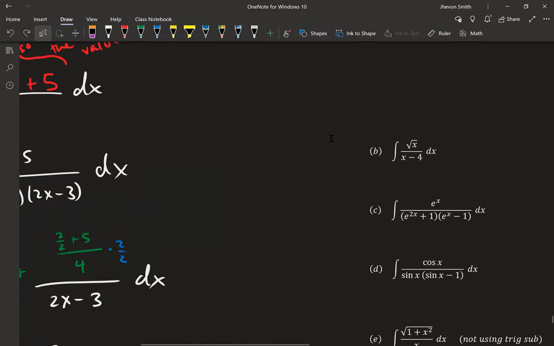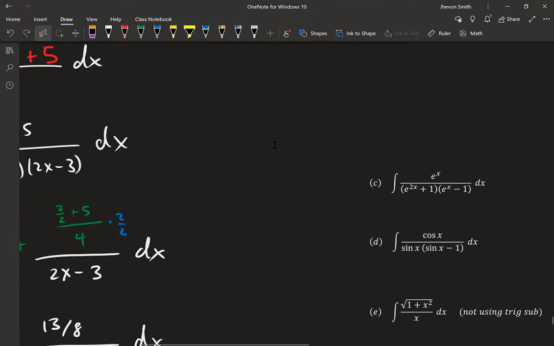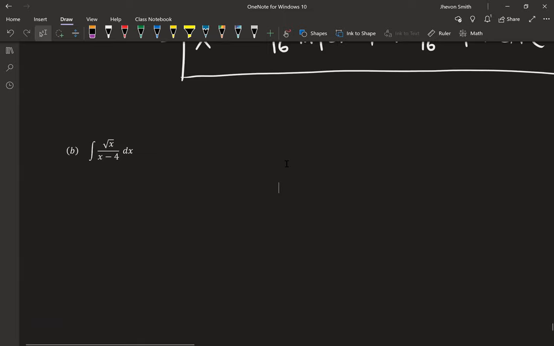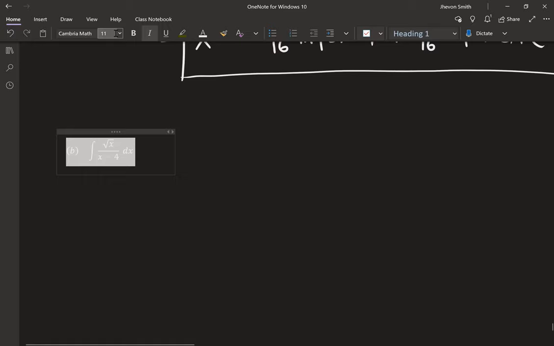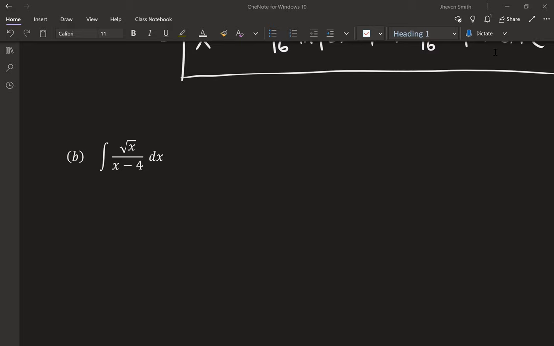Let's do another one. Here's one. You have radical x divided by x minus 4. Ideas? How do we do this one? You would first check if the numerator is lower than the denominator. Well, it is, but not so fast. There's a radical x here, which means it's not a rational function. Right? So remember, for partial fractions, you need it to be a rational function.